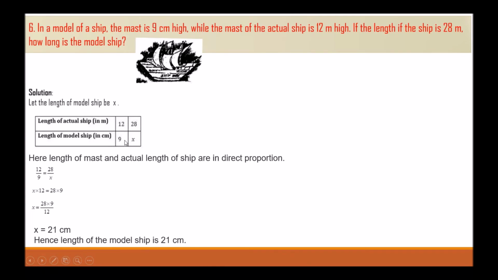So the actual ship mast is 12 and model ship mast is 9. Actual ship is 28 and for the model ship we have to find x. Length of mast and actual ship are in direct proportion. So 12 upon 9 equals 28 upon x. We will do the cross multiplication. So we will get x equals 21 centimeter. So the length of the model ship is 21 centimeter.